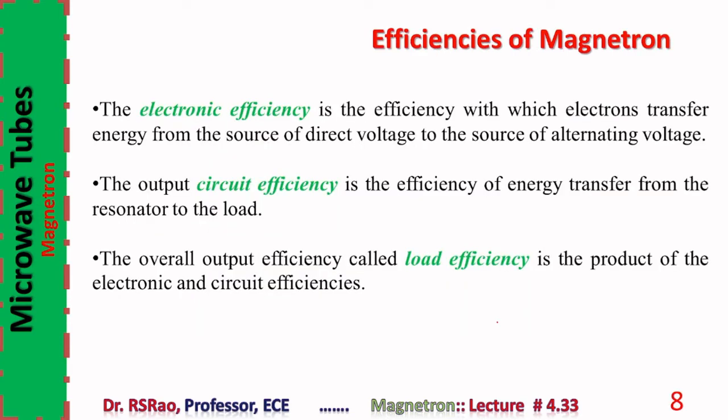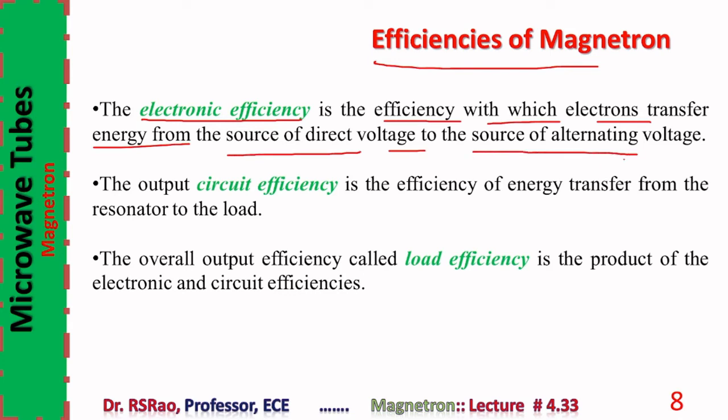While discussing magnetrons, we come across three types of efficiencies. They are discussed here under efficiencies of magnetrons. What are they? One is electronic efficiency. It is the efficiency with which electrons transfer energy from the source of direct voltage to the source of alternating voltage.